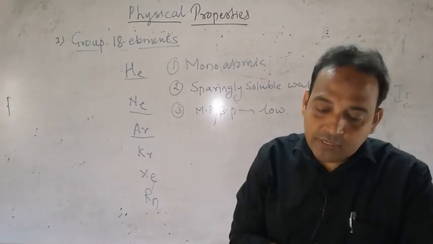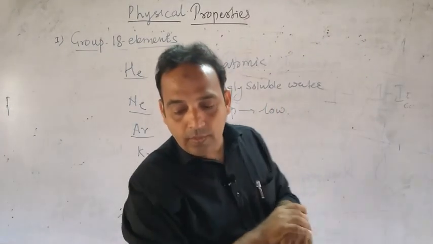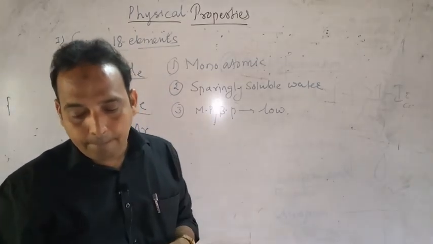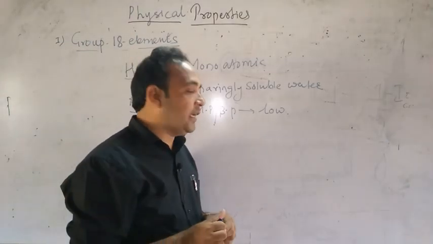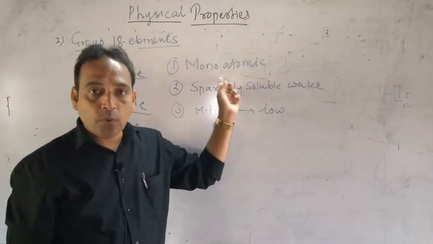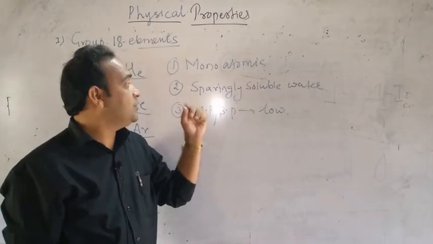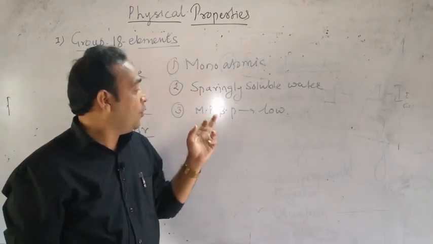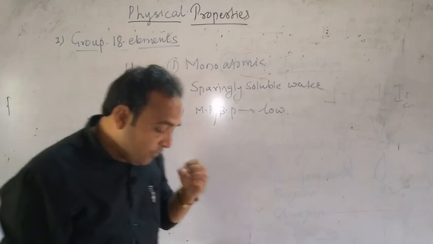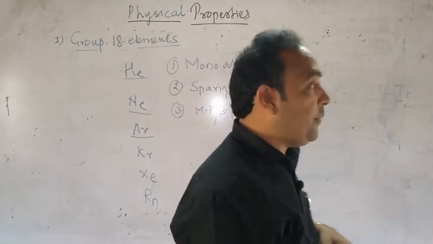So what is the physical property of group 18 elements? First point, all are monoatomic molecules, gases, sparingly soluble in water, having low melting point and boiling point. Now we are saying having low melting point and boiling point.